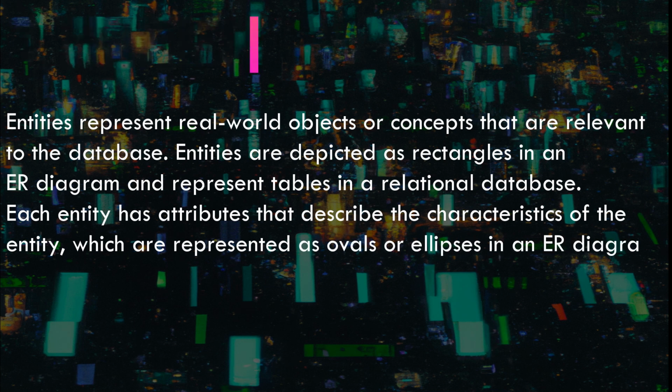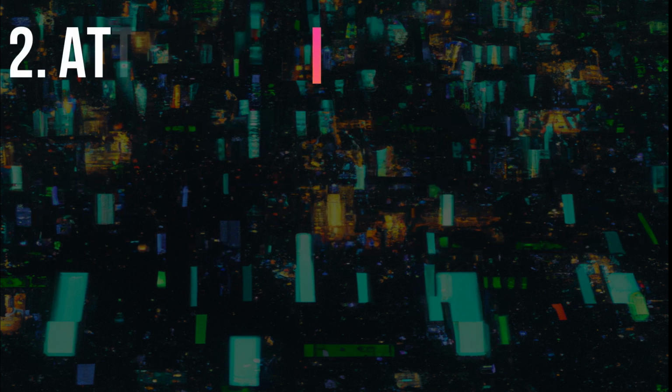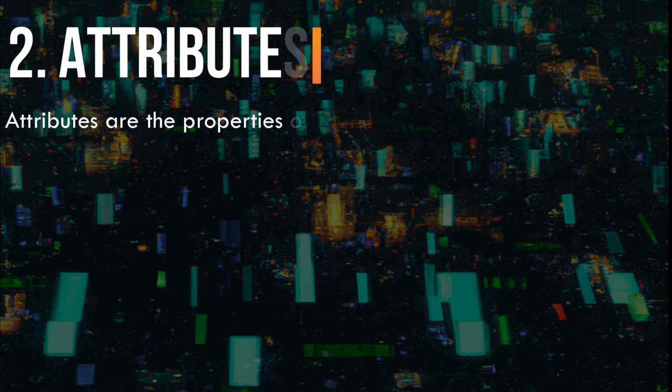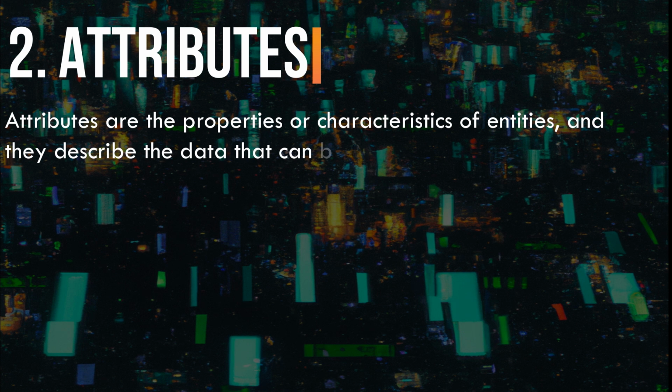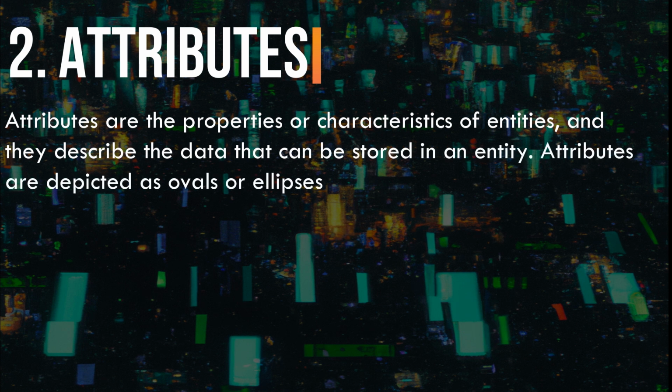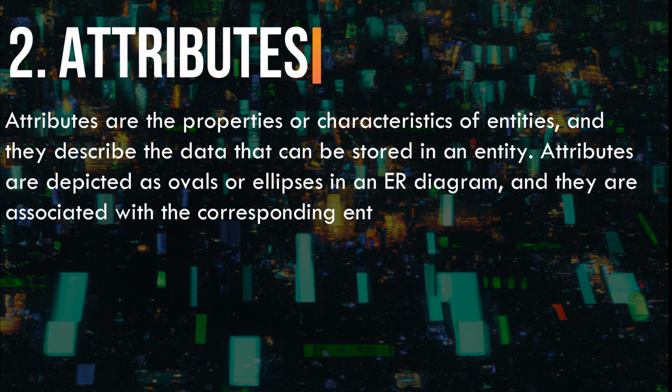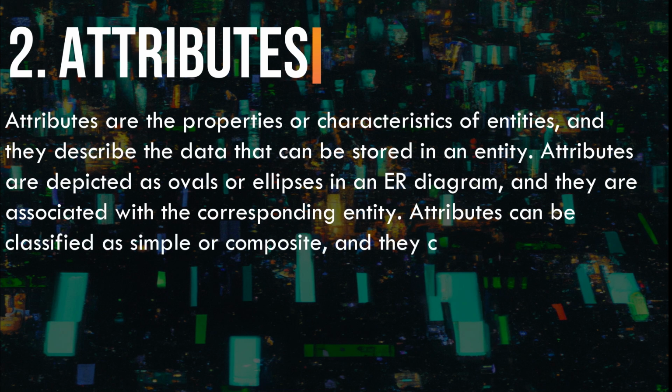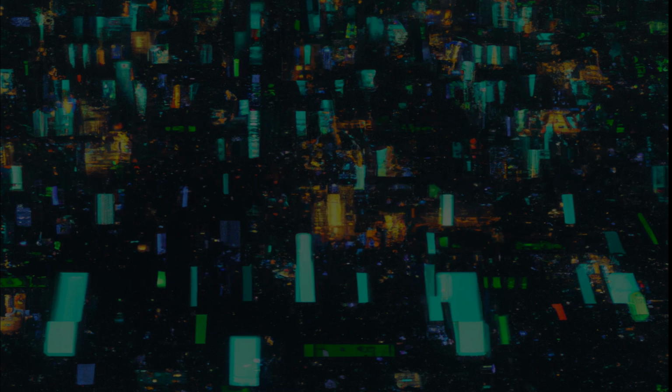2. Attributes. Attributes are the properties or characteristics of entities, and they describe the data that can be stored in an entity. Attributes are depicted as ovals or ellipses in an ER diagram, and they are associated with the corresponding entity. Attributes can be classified as simple or composite, and they can have different data types, such as string, integer, date, etc. 3. Relationships.